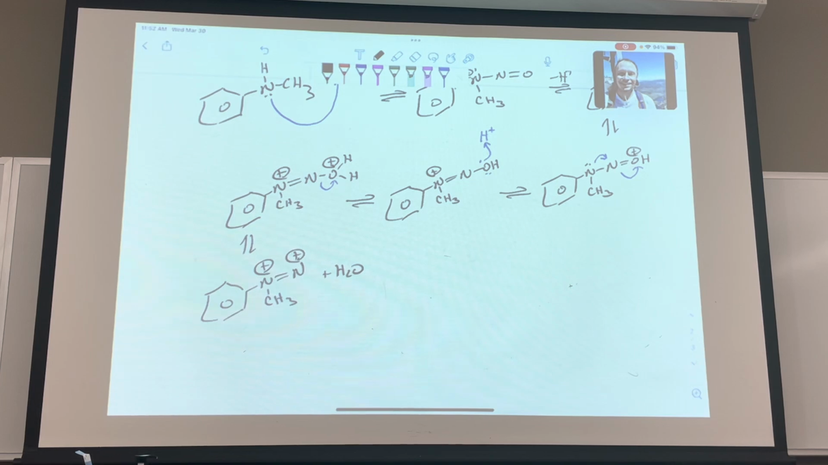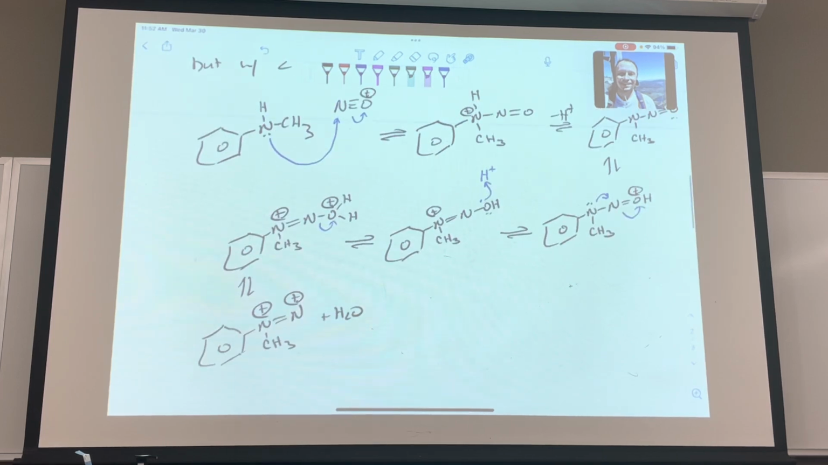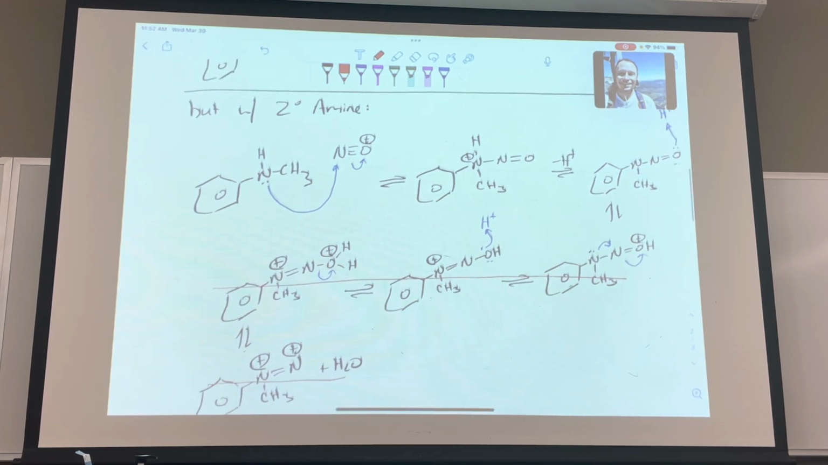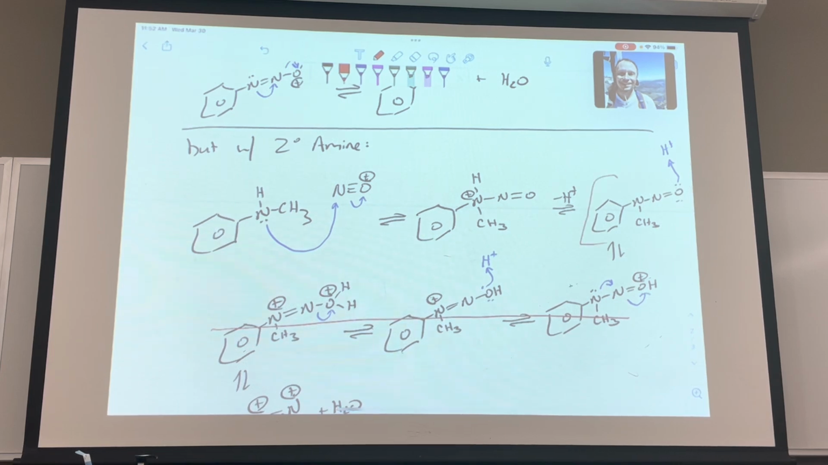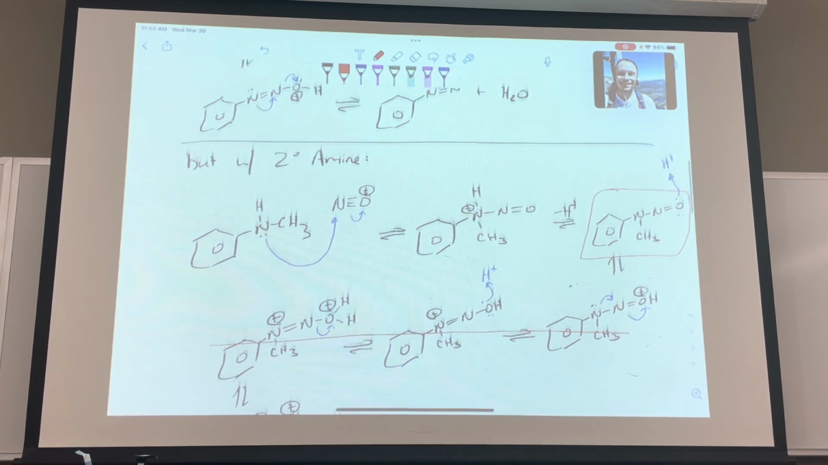Are we enjoying this mechanism so far? Have you ever seen something like this, where we have a positively charged atom directly adjacent to another positively charged atom? No, that's never going to form. So the bottom line is none of this happens. The whole thing stalls out right there. That is what you actually make.